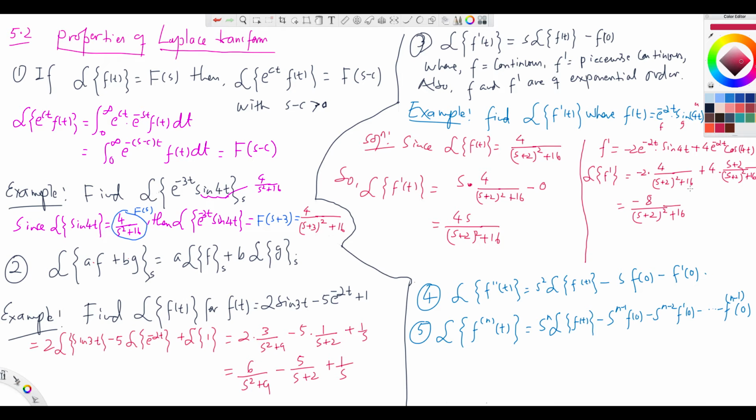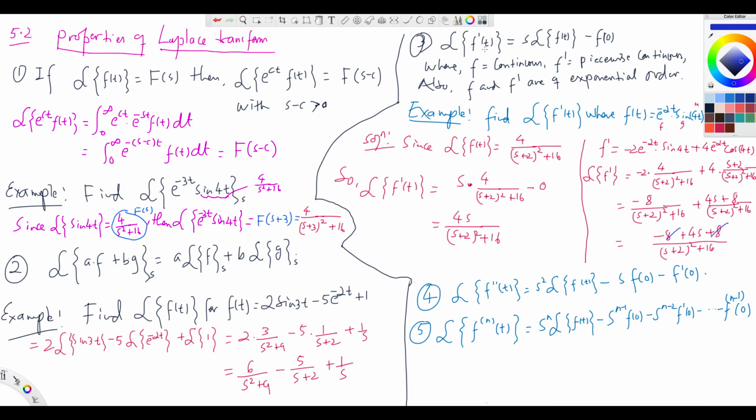And then that will become plus (4s plus 8) divided by (s plus 2) squared plus 16, right? They have the same denominator, so in the denominator you get (s plus 2) squared plus 16. So you'll get negative 8 plus 4s plus 8, and this 8 will cancel out that negative 8. So what is left is 4s over (s plus 2) squared plus 16. That's what you get. But you see that the use of the formula is very fast and easy.